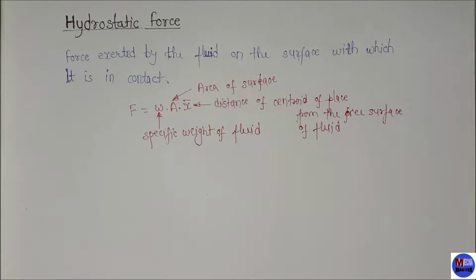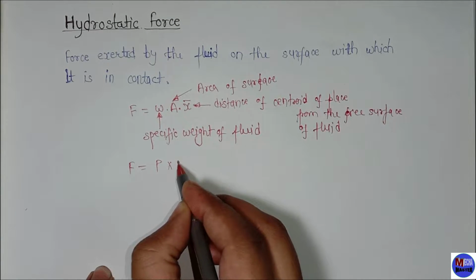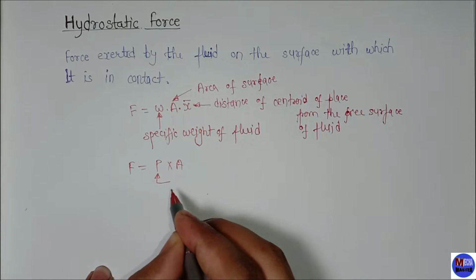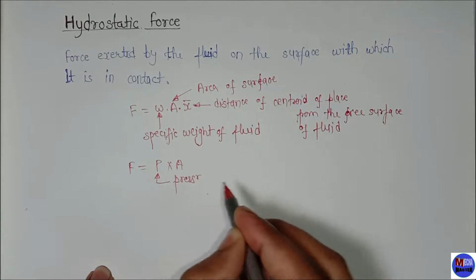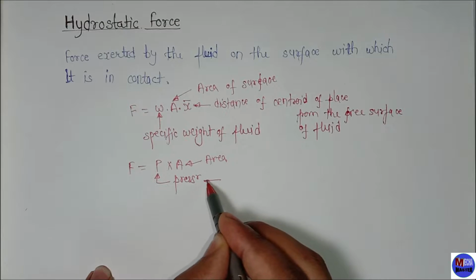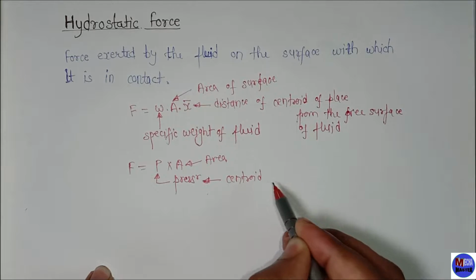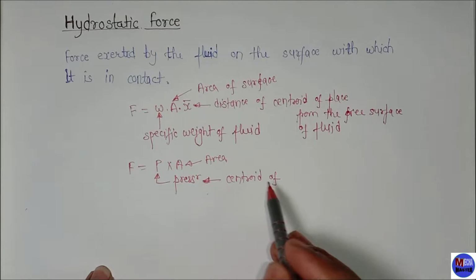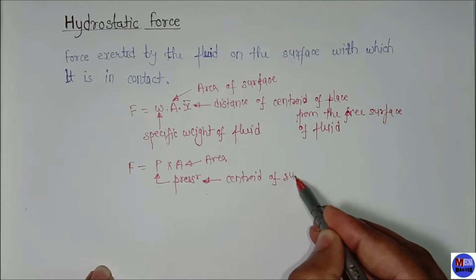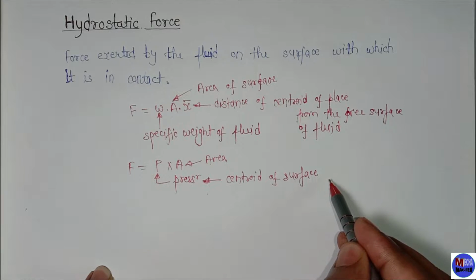The point where total hydrostatic force will act is known as center of pressure. You can write this formula into another form as F equals to P into A, where P is equals to pressure and A is equals to area. This pressure will act at centroid of surface.